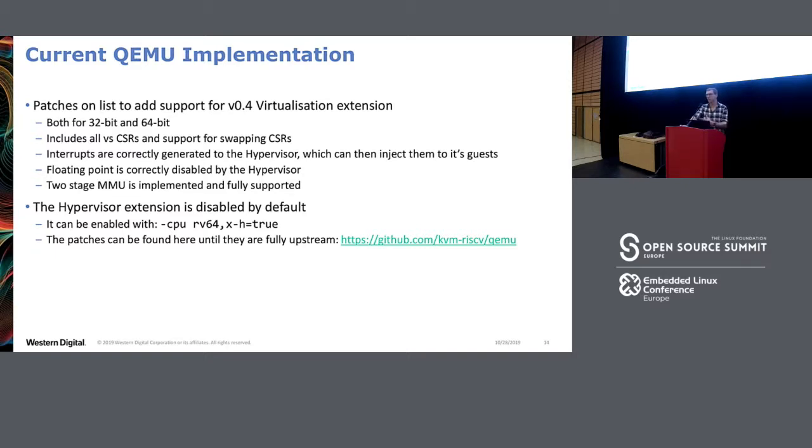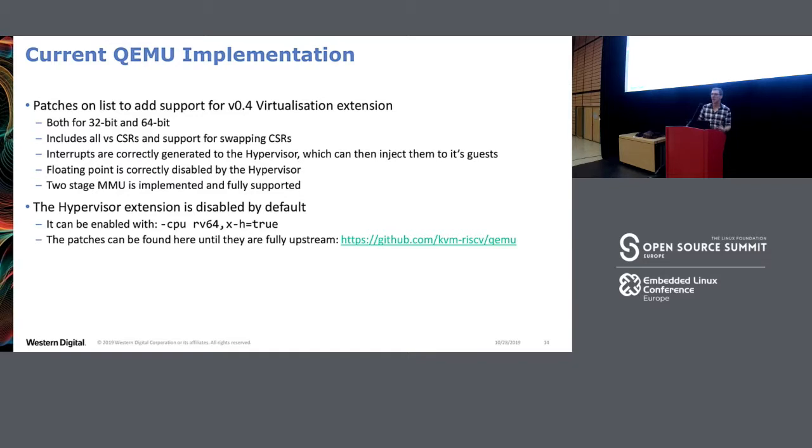So the patches are on the list, they're not merged, but once they are, the hypervisor extension will still be disabled by default, as it's a draft spec. We don't want to turn it on for everyone and have it change versions and all these things. So you have to enable it with the -cpu option, rv64, then x-h=true. The x- is just the standard QEMU way of saying it's experimental.